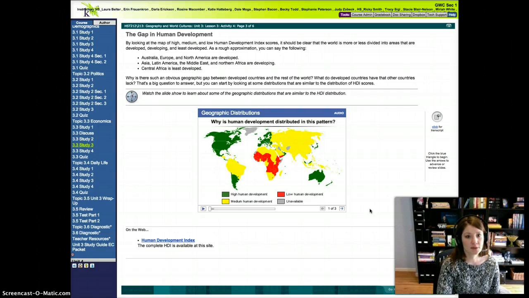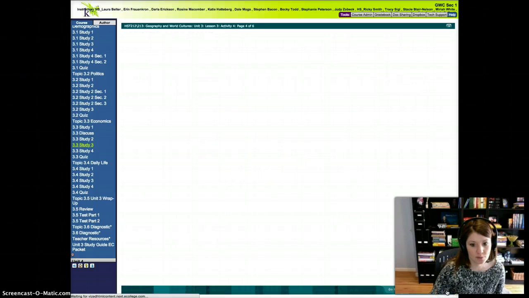As a rough approximation, you can say the following. Australia, Europe, and North America are developed. Asia, Latin America, the Middle East, and Northern Africa are developing. Central Africa is the least developed. Why is there such an obvious geographic gap between the developed countries and the rest of the world? What do developed countries have that other countries lack? That's a big question to answer, but you can start by looking at some distributions that are similar to the distribution of the HDI score.